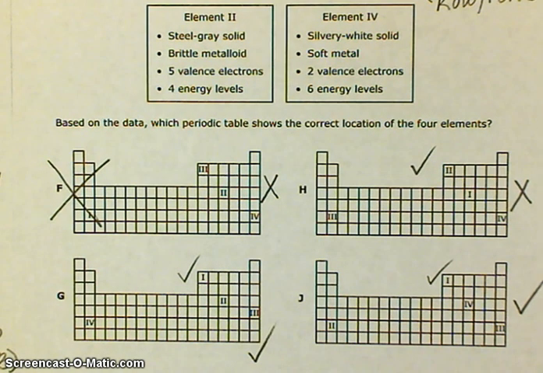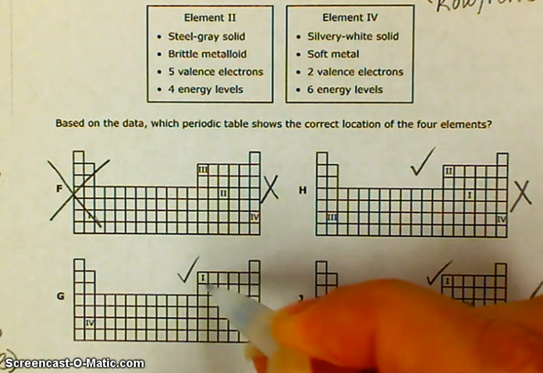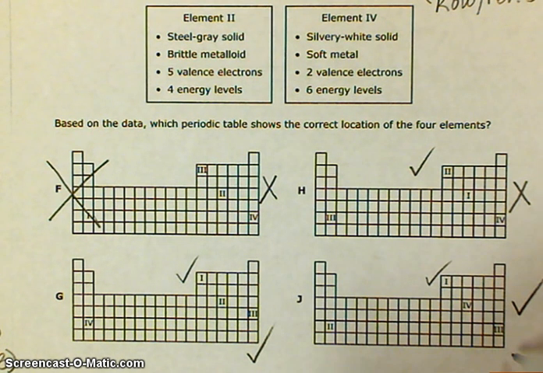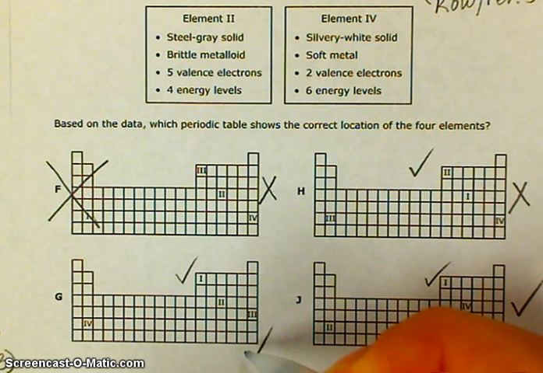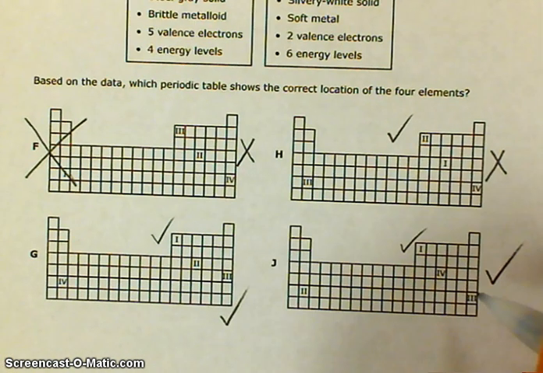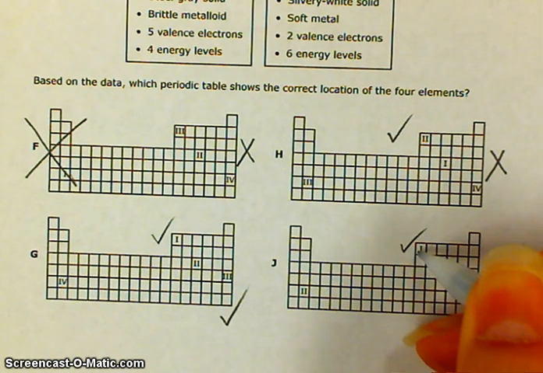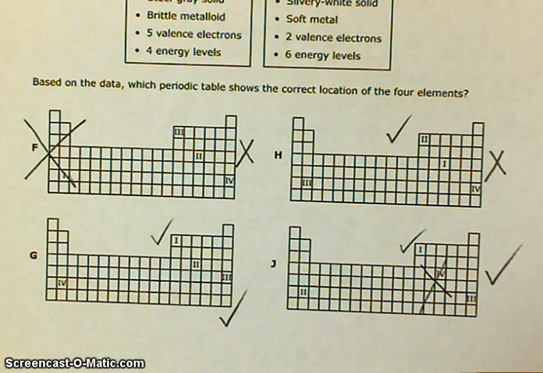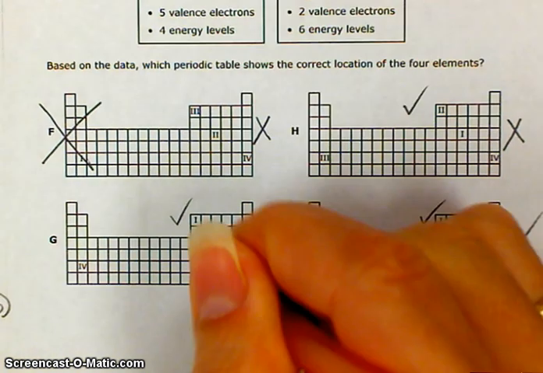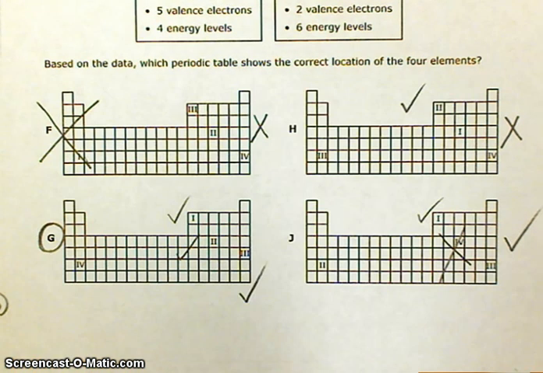Element number 2 is a steel gray solid. It's a brittle metalloid. So metalloid puts it in the diagonal area again, and that eliminates the final answer. I don't see element 2 over here in the diagonal area, so that's not going to be J. Your answer is going to be G.